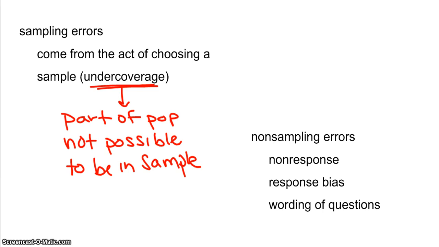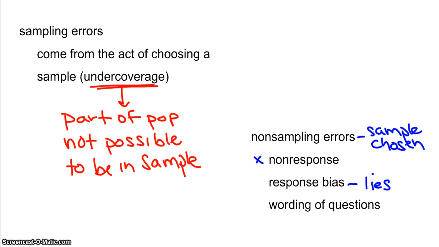Non-sampling errors is, now I've chosen my sample already, but now there's going to be problems with the way people respond, or they don't respond. So again, maybe an insurance company sends a survey to their clients, they ask them to fill it in, and they don't send it back. Response bias, that's when people tell lies. Moral and ethical situations, sex, drugs, alcohol, things like that, people will lie one way or the other sometimes.